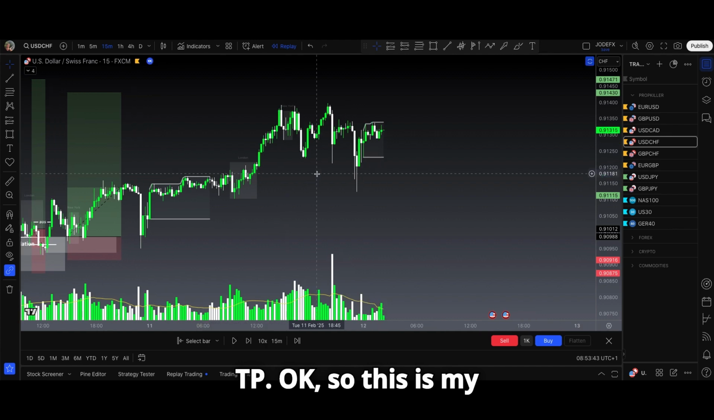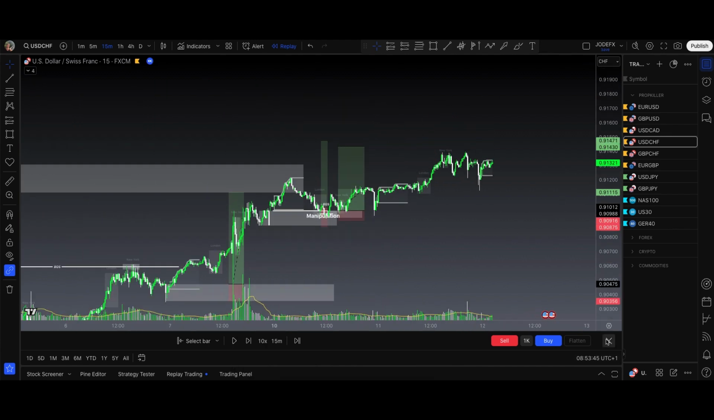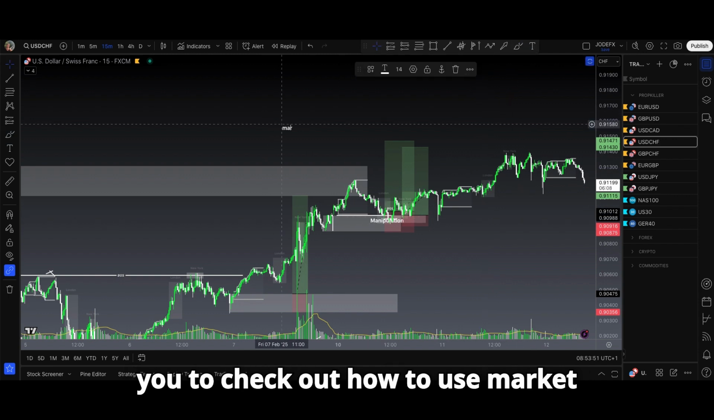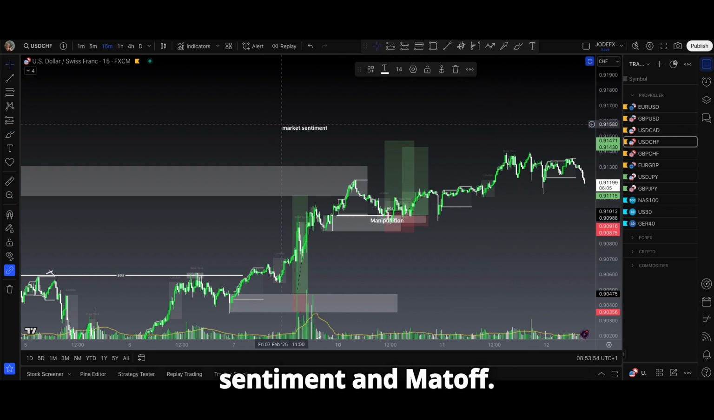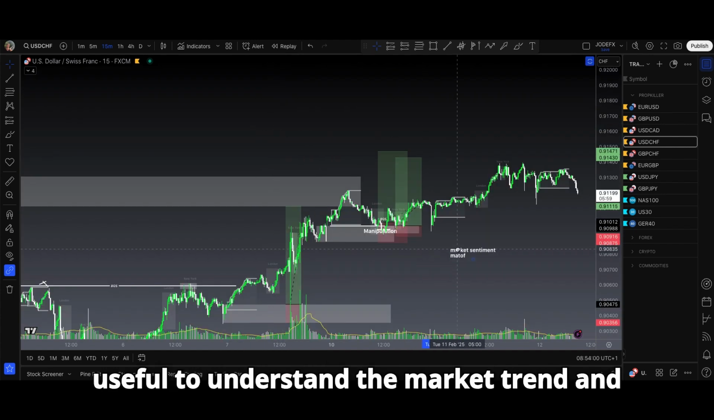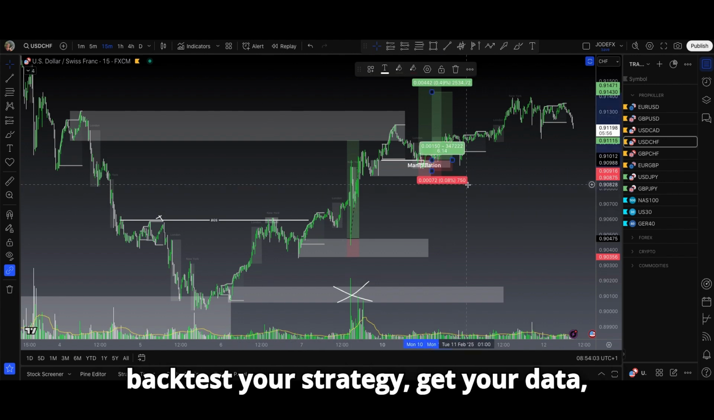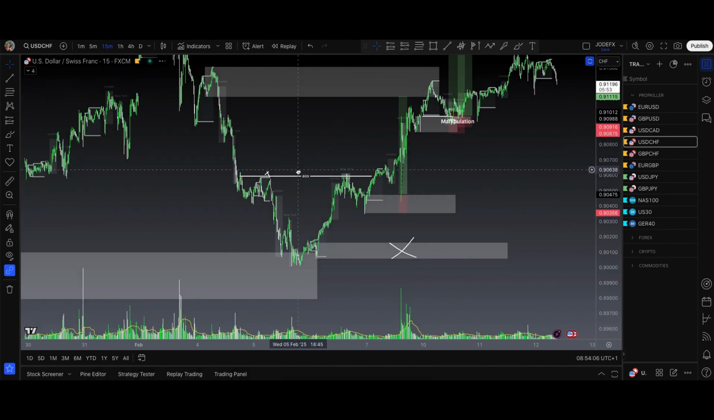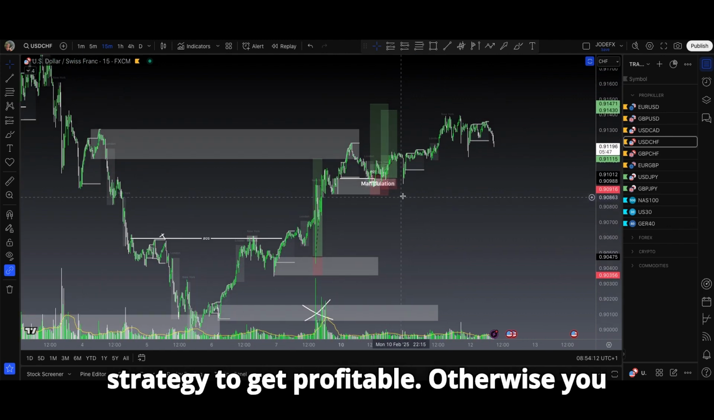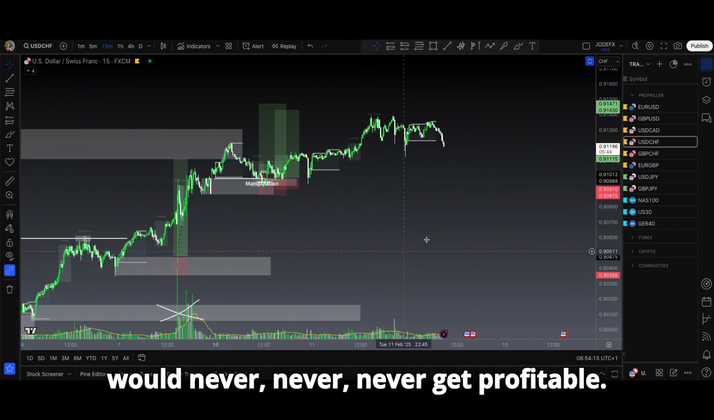Okay. So this is my intraday strategy, and I really suggest you check out how to use market sentiment and Mataf, because I find them very useful to understand the market trend and backtest your strategy, get your data, understand market structure, and then you can use this manipulation as a strategy to get profitable. Otherwise, you would never get profitable.